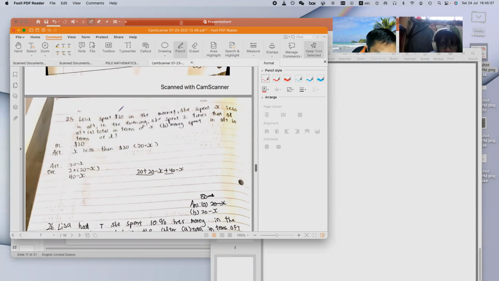Let me see. Spend in the morning. Okay, morning is 20. And then she spent X less in the afternoon. X dollar less, so 20 minus X. Okay, good, afternoon. And then evening, spend 2 times that of afternoon. 2 times of this. How do you open this bracket?